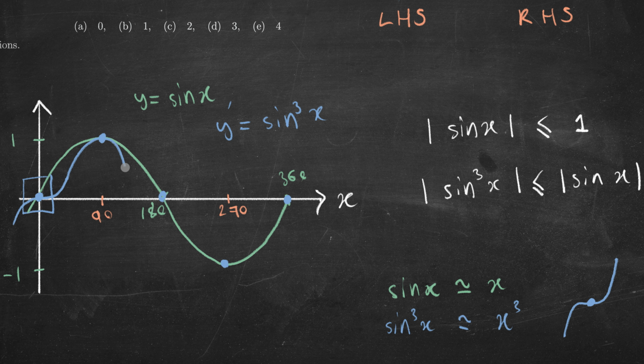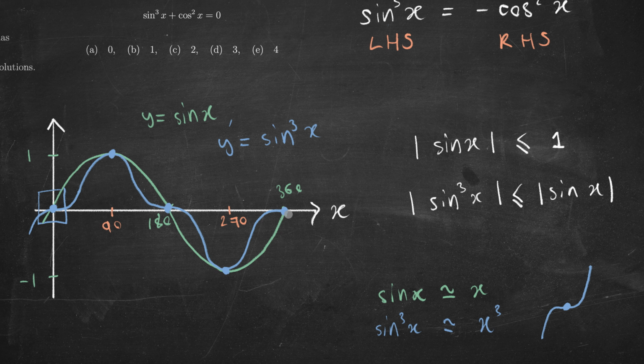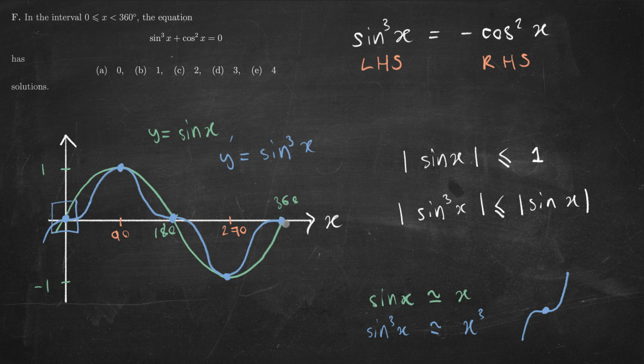So sine cubed is going to come down. It's going to pass through the 180 there. And then again, it's going to go down to the negative 1 because negative 1 cubed is negative 1, passes through there, and then comes back up and passes through there in that fashion. So this is what sine cubed of x looks like between 0 and 360 degrees.